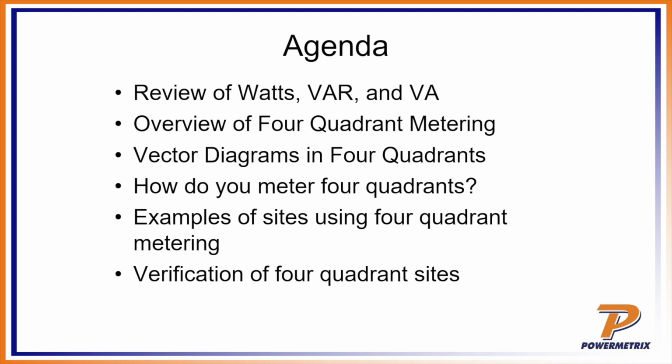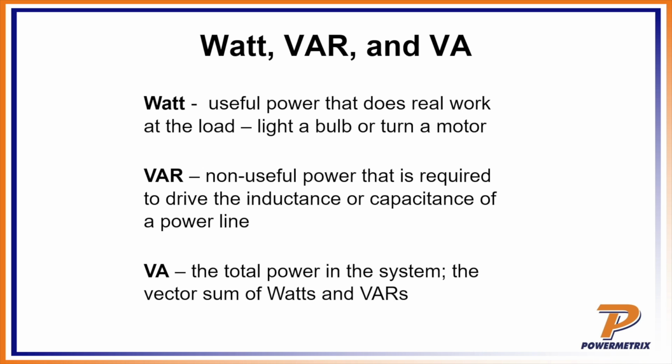So we're going to go through an example of each quadrant and show you what that looks like in the real world, as well as what sort of vector diagram you would expect to see. Next big question, of course, is how do you meter four quadrants? The way that it was done historically is very different than the way that it's done today, and we're going to talk about both of those. As I mentioned, we will have some actual data from real sites. For four quadrant metering, we'll talk about some of the challenges in actually setting up the meter, as well as doing verification of those sites.